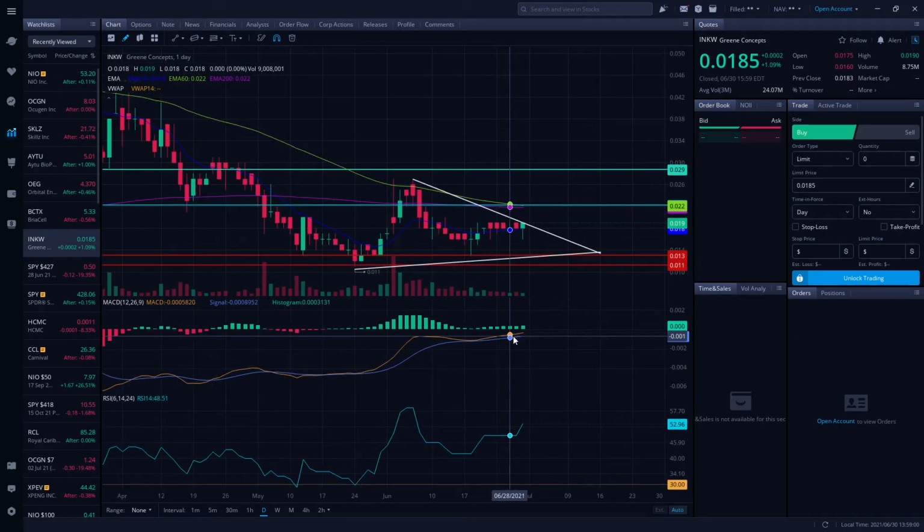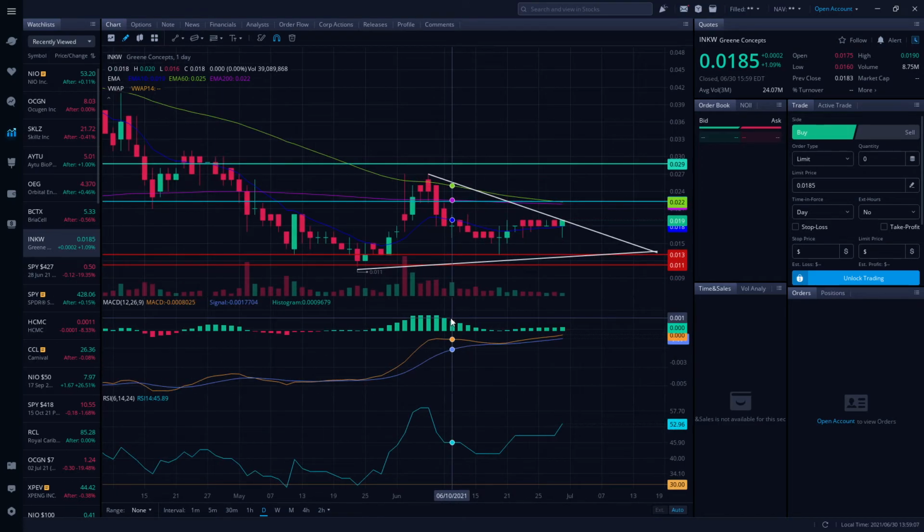We're still, like I said, neutral right now. Every time we come and test that level, we fail to break out. So that's why I have this descending triangle, to see if it's going to break out or not.